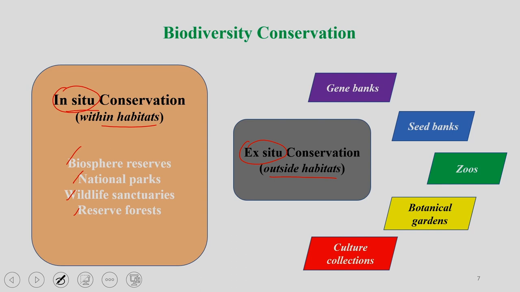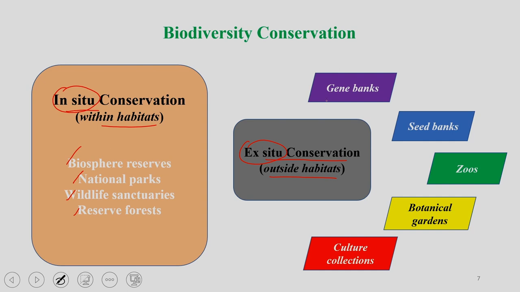Now, when we talk about in situ conservation, we mean biosphere reserves, national parks, wildlife sanctuaries, reserve forests. These all come under in situ conservation, meaning a particular species is allowed to stay within its habitat. We will not take that species out from its original habitat and put it somewhere else. But in case of ex situ conservation, what do we do? We take a species out from its original place and bring it somewhere and we nurture it.